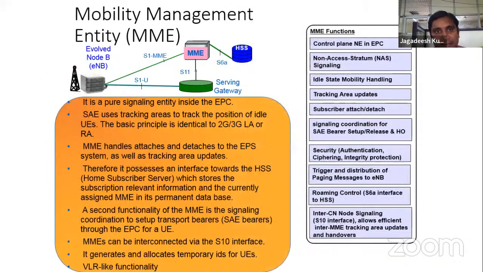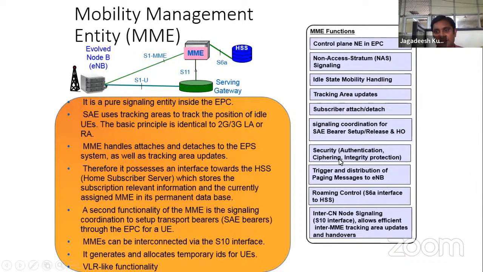So this is the mobility management entity, MME. These are the functions, actually. The control plane functions will be handled through this MME. This signaling is through non-access stratum signaling, idle state mobility handling. It tracks the area updates also. Subscriber attach will also be taken care of by this MME.